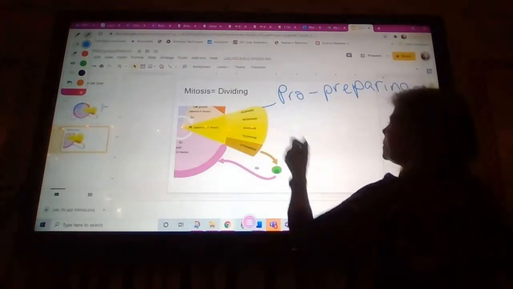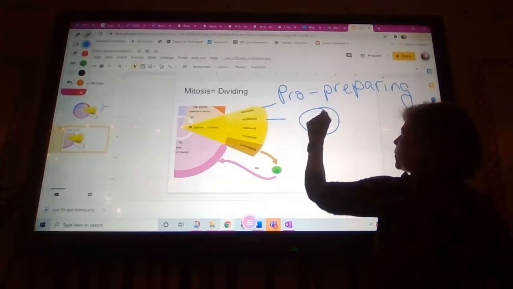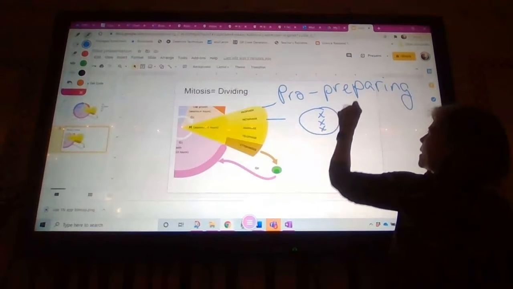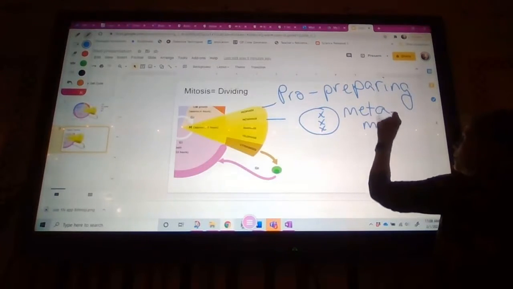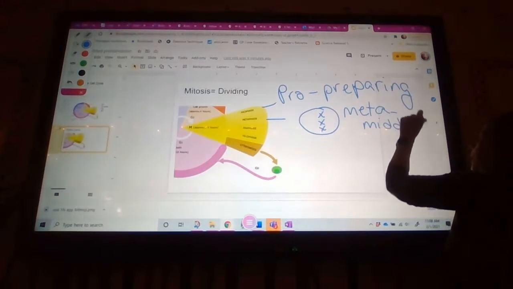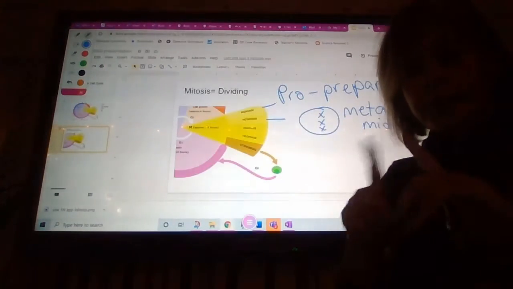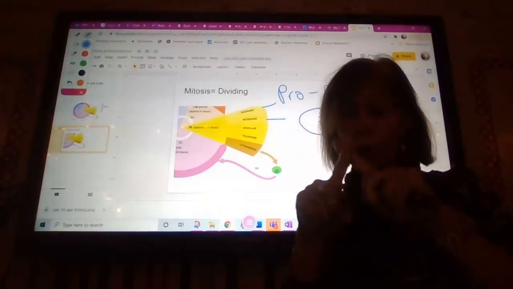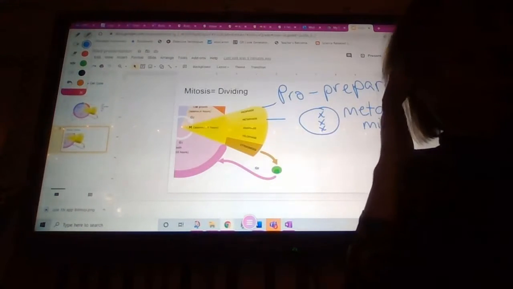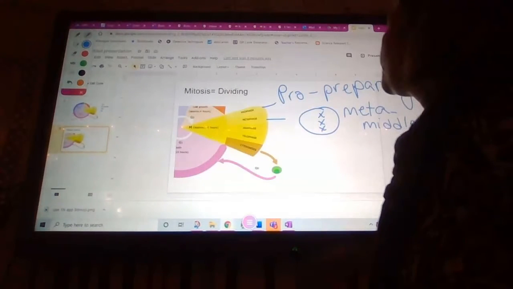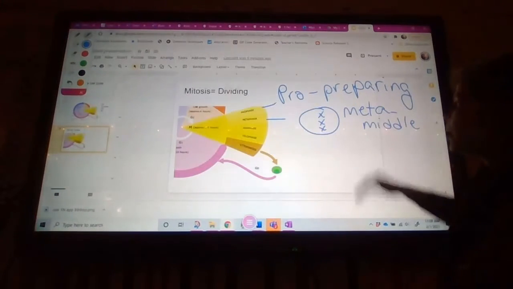Okay. Then we have metaphase. And in metaphase, the way I remember it is meta, middle. So prophase, you see the chromosomes. In metaphase, the chromosomes with the two chromatids line up down the middle. So that's how I always remember it, meta, middle. And so if you see the chromosomes in the center, that's your metaphase.